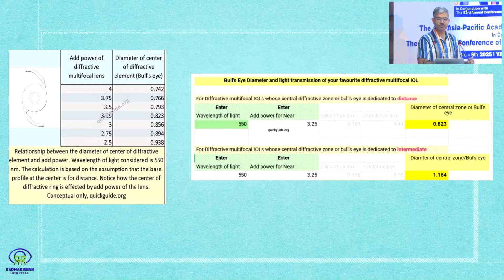So what did they do? They changed the primary focus of the lens onto intermediate. So what should have been 0.823 for the bullseye to have predominant distance focus, they changed the predominant focus to intermediate, and that's how they expanded the central bullseye diameter. That's what they did with the Panoptix.